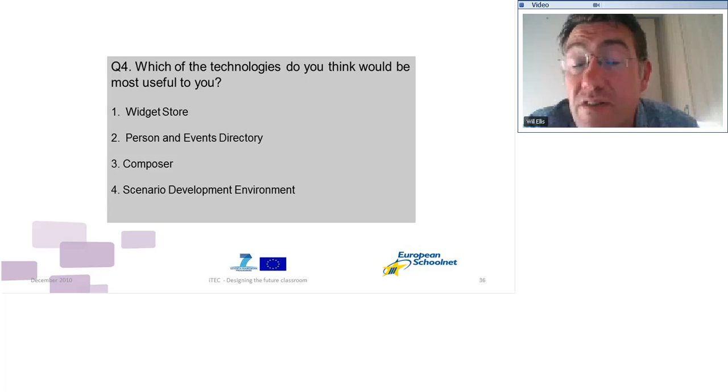The first of these is a widget store. This is simply somewhere you can go. It's like an apps store. You'd be familiar with that, the kind of app store or Play Store, where you can go and find new tools and new technologies to use, often free things you can download. So the widget store, a kind of app store for education.